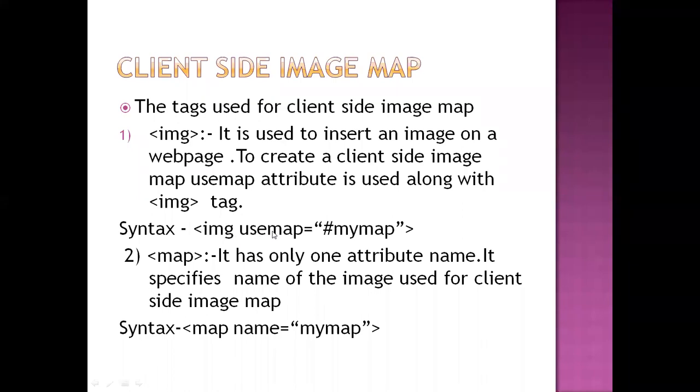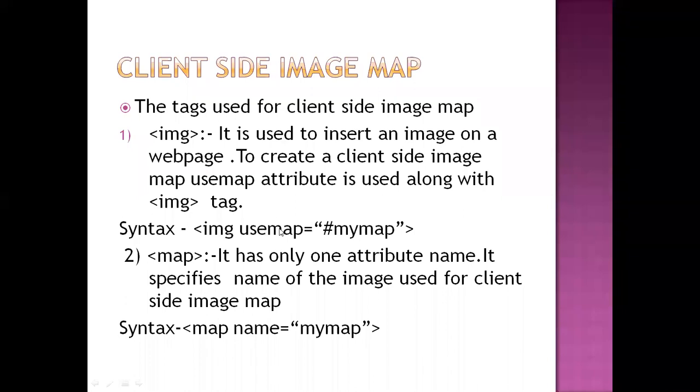To create a client-side image map, the usemap attribute is used along with the img tag. For a client-side image map, we use usemap equal to double quotes, hash. The usemap attribute of img is used with a value which is preceded with a hash symbol. This is a hash symbol, and you can assign any name here. The usemap attribute acts as a pointer which indicates that the image is a client-side image map.